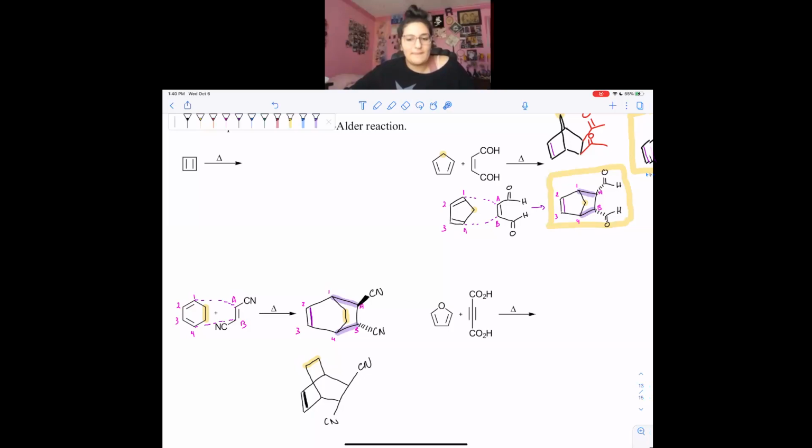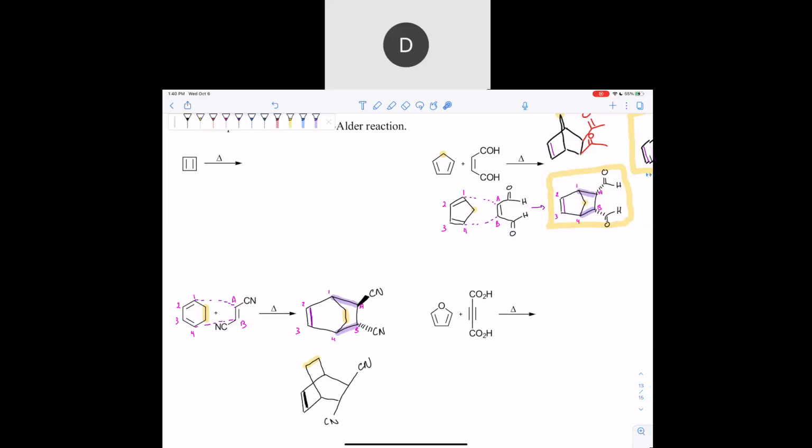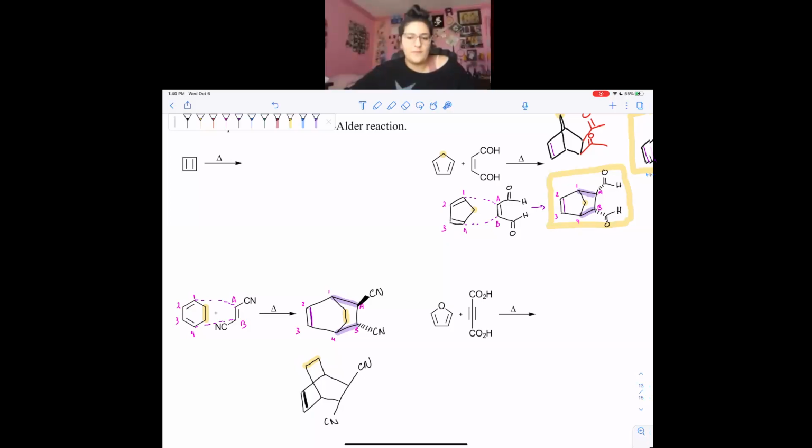Someone asked if it's going to affect us on the tests, the axial equatorial thing. No, it won't. Because to be technically accurate, axial and equatorial is something that you learned on the chair conformation. This is a boat conformation, so it is a little bit different. But as long as you see it, one's pointing up, one's pointing down, you'll be fine.